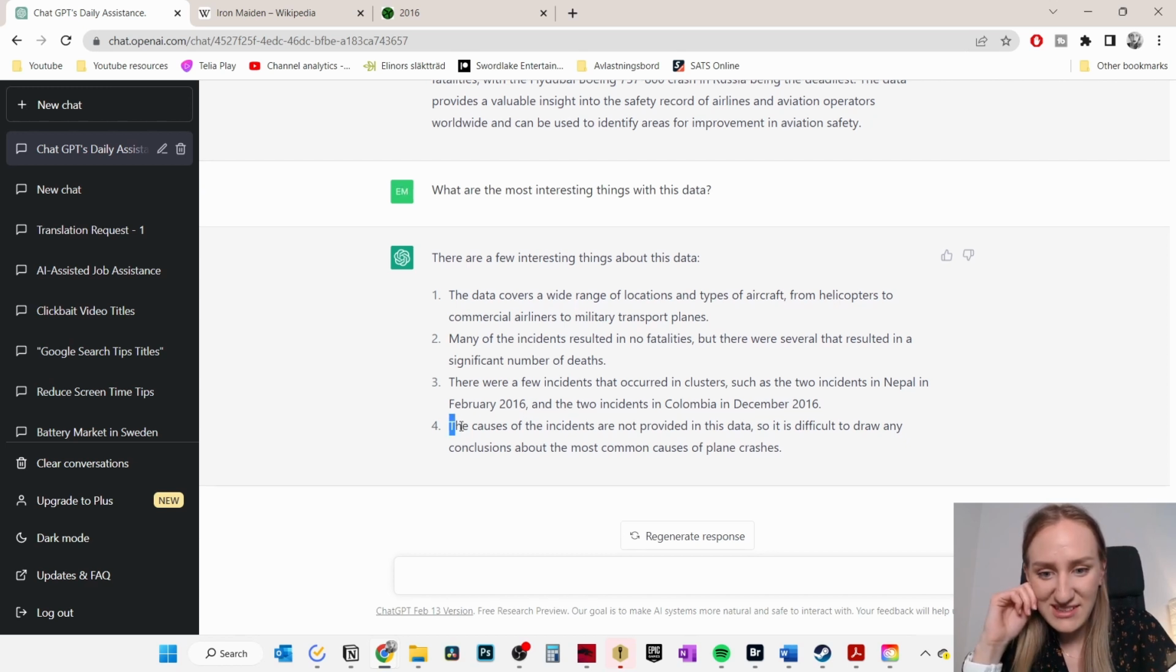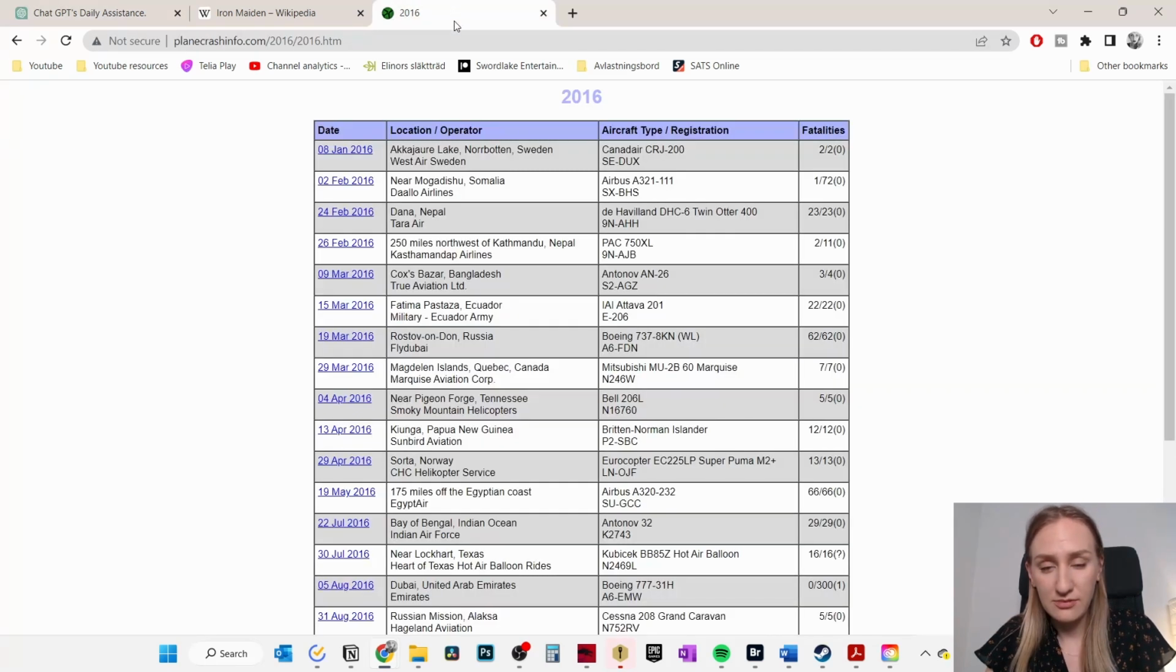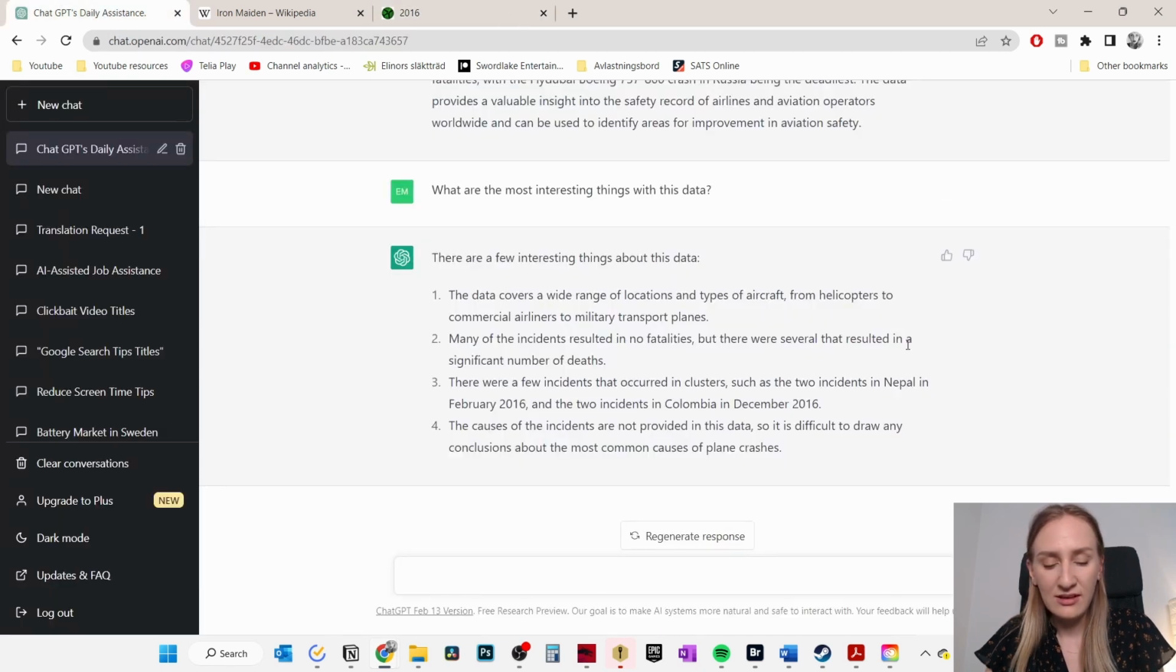And then it just states the cause of the incidents are not provided in its data, so it's difficult to draw any conclusions about the most common causes of plane crashes. Which is true, you know? Just me looking at this data, it's not that much you can say about it, but ChatGPT still managed to help me a bit, which is super nice.